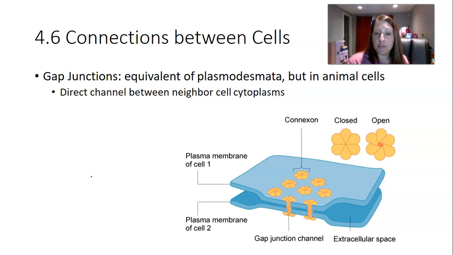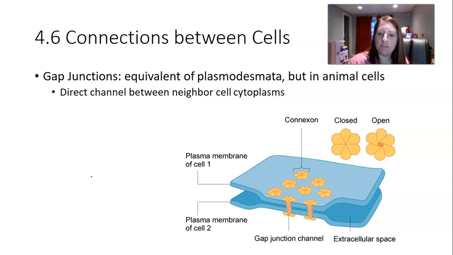I've got one other type of junction to cover, and these are called gap junctions. Gap junctions are the equivalent of plasmodesmata, but we're talking about animal cells here. We said that plasmodesmata were channels connecting two neighboring plant cells. So in animal cells, we have gap junctions that do the same thing. We have two cells right next to each other that are directly connected. Their cytoplasms will be directly connected by these channels called gap junctions.